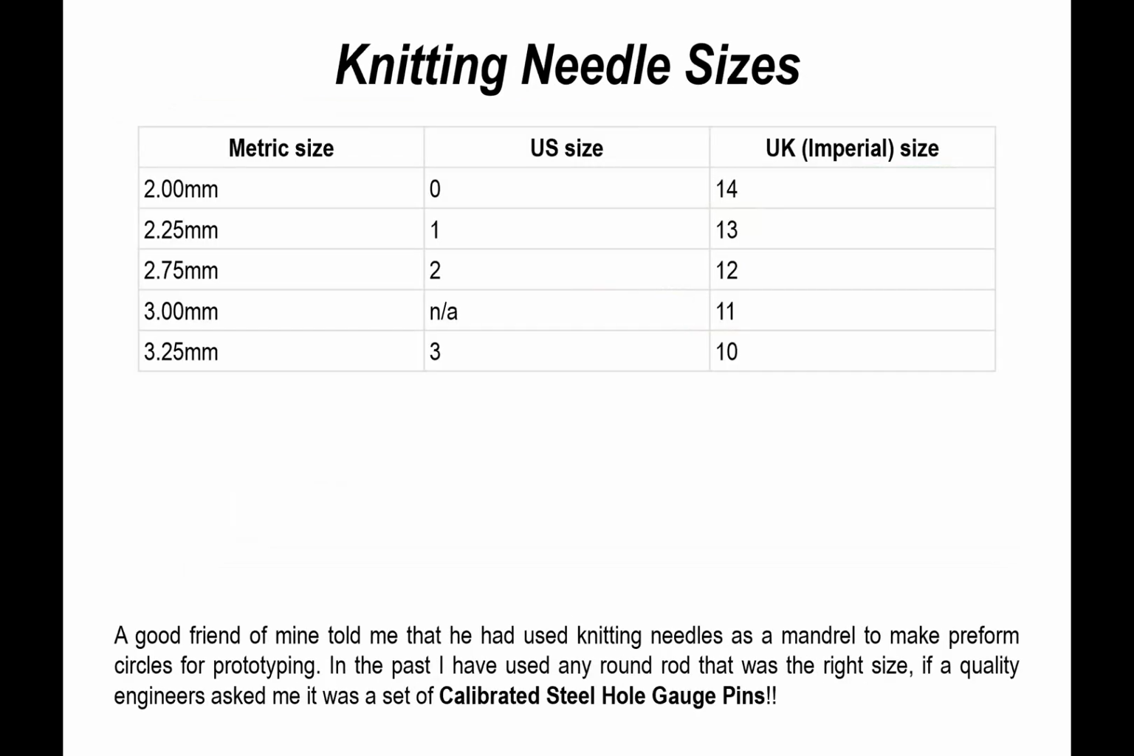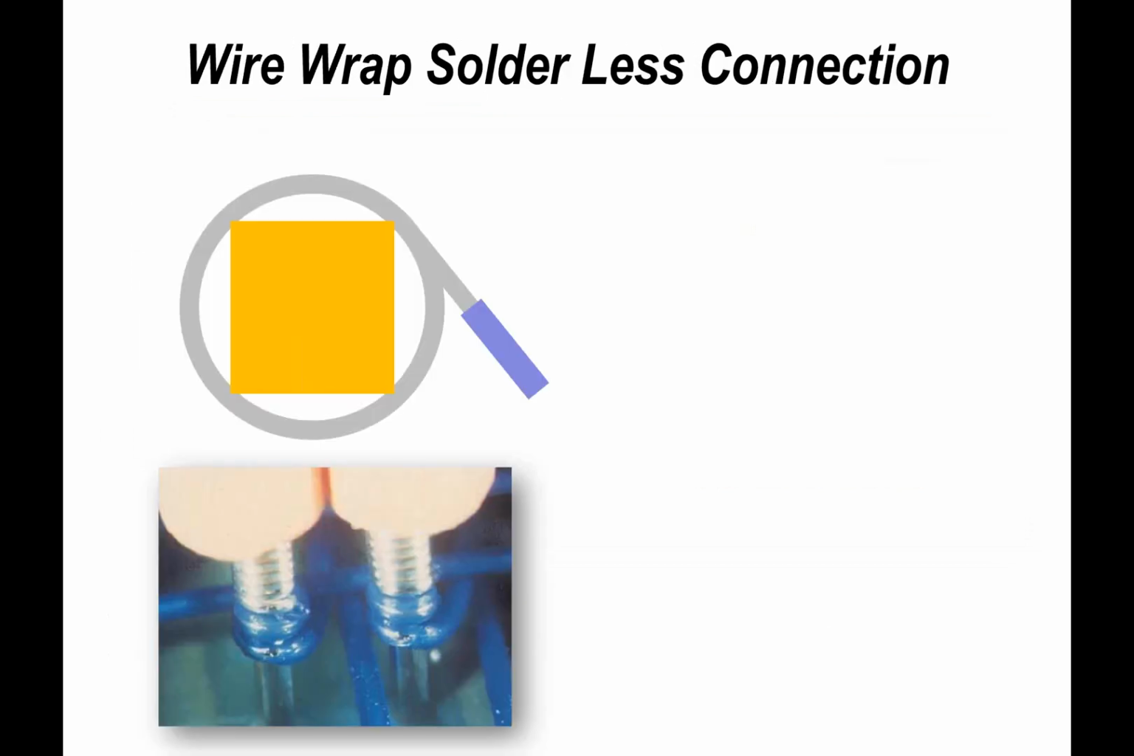Now, a good friend of mine who has retired but seems to know everything about soldering, and I've known him for many, many years, actually told me that back in the day, companies used to use knitting needles to define size. Now, whether this is true or not, and I would not disbelieve him, this just gives you an idea of sizing. However, I used to use anything which was appropriate at that particular time. But of course, if quality engineers were around, I would always say I was using a calibrated steel hole gauge set to calibrate my samples. But that's for small volume and manual production.